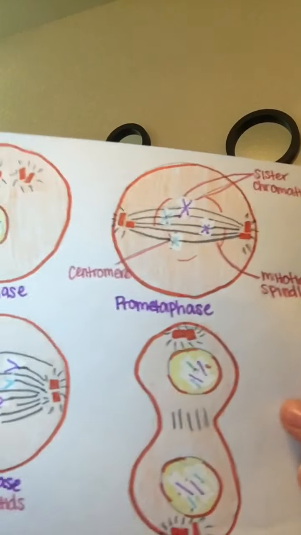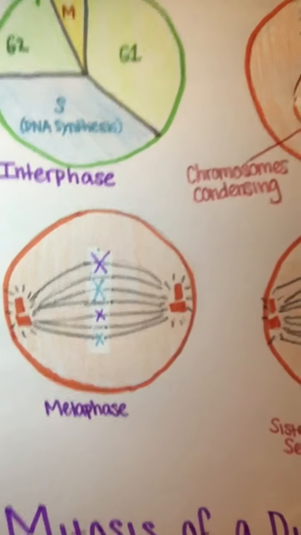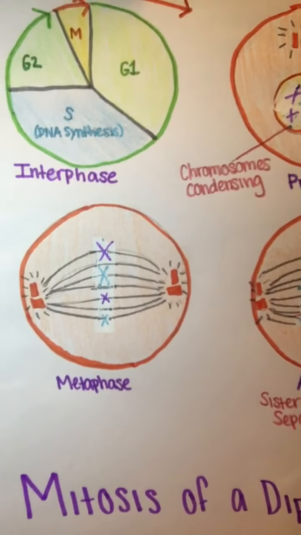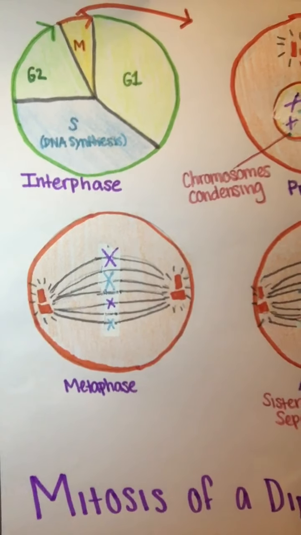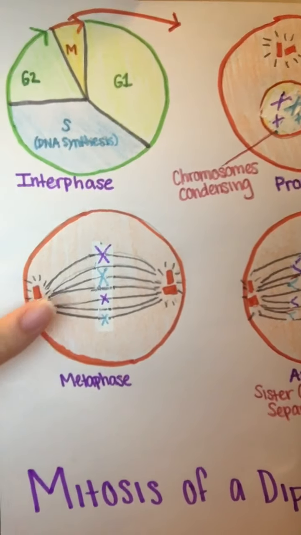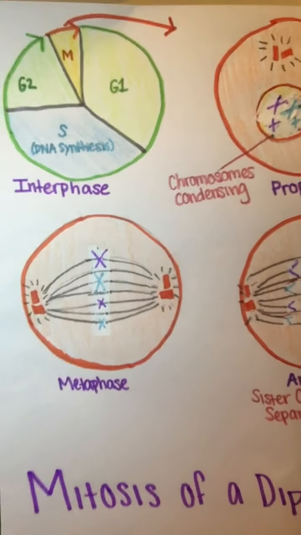And so then we have metaphase, and metaphase is where the chromosomes line up neatly along the center of the cell, and the centrioles are now at opposite poles of the cell with the mitotic spindle fibers extending from them, and the mitotic spindle fibers attached to the sister chromatids.